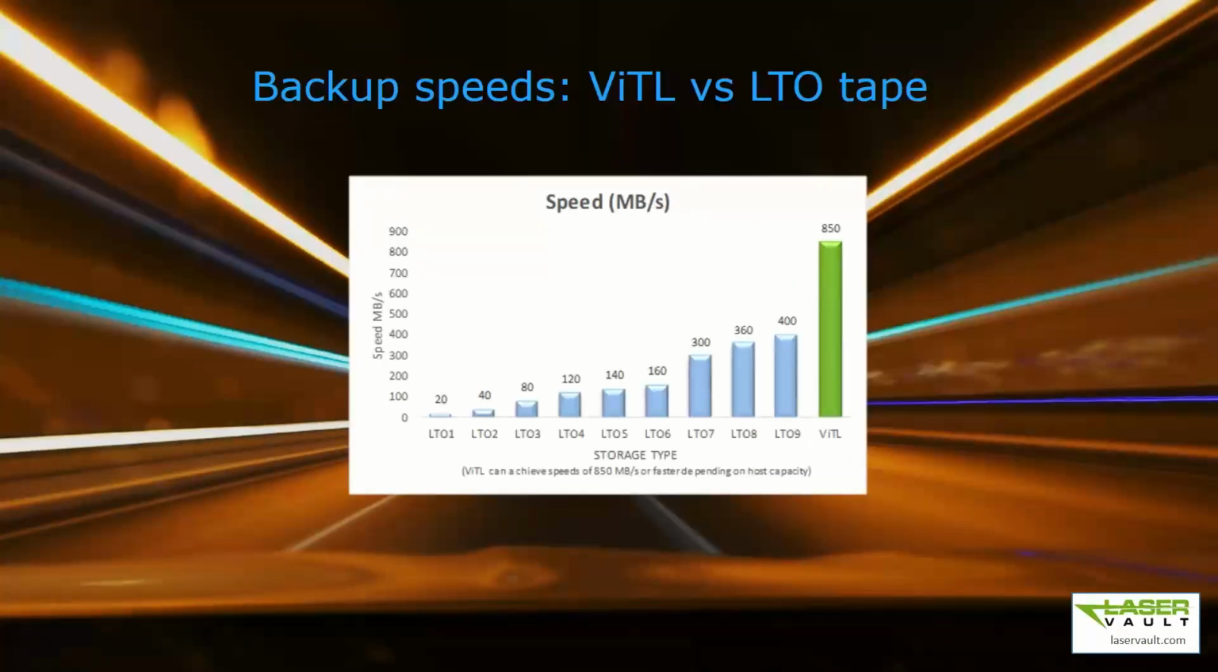Speed. So let's talk about speed. We go all the way up to LTO9, which can go 400 megabytes a second, whereas Vital is tested many times over at up to 850 megabytes a second. So you can see that cutting your backup time in half is a possibility with the Vital solution, a virtual tape disk-to-disk backup solution.